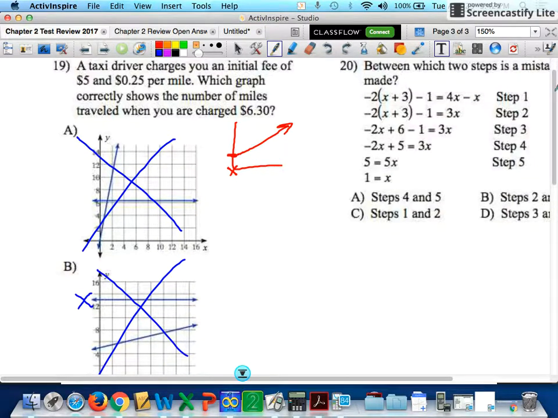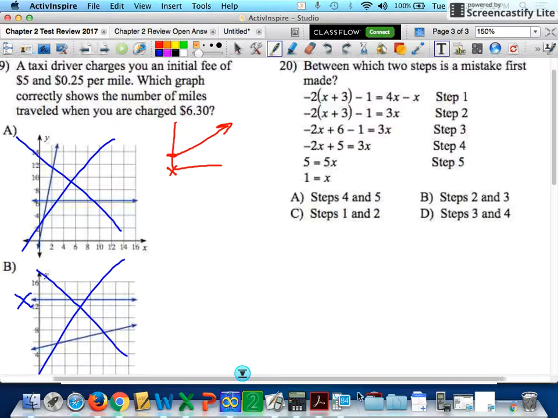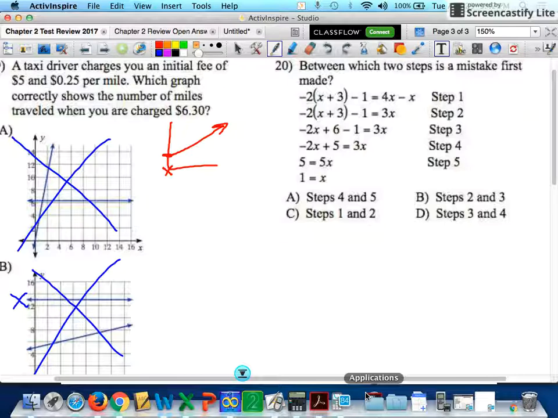Number 20, I keep harping on these because the state of Georgia loves these type of questions. Between which two steps is the mistake first made? Oh, that word kills students. It's first made. A lot of people read these and think, okay, I'm just looking for the biggest mistake, that easy mistake. The state of Georgia loves to give you this question, and then they'll put multiple mistakes in it. They want you to find the first one, not all of them, not the last one, the first one.